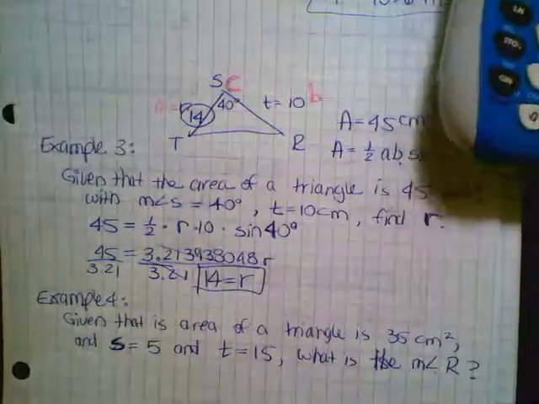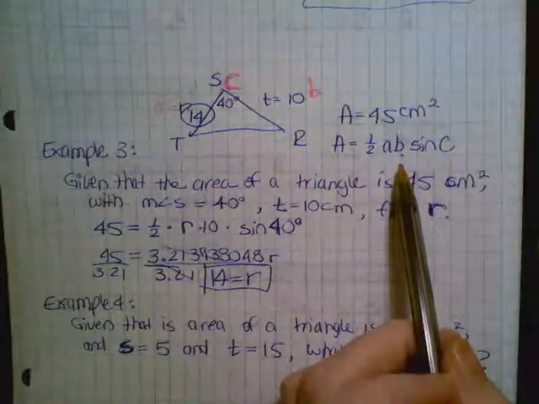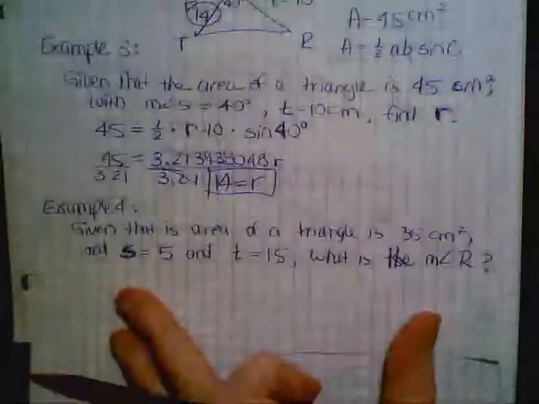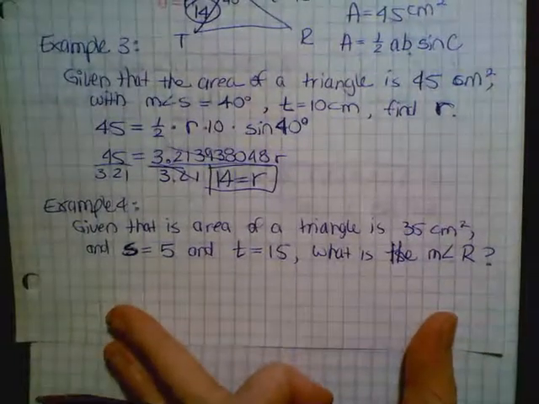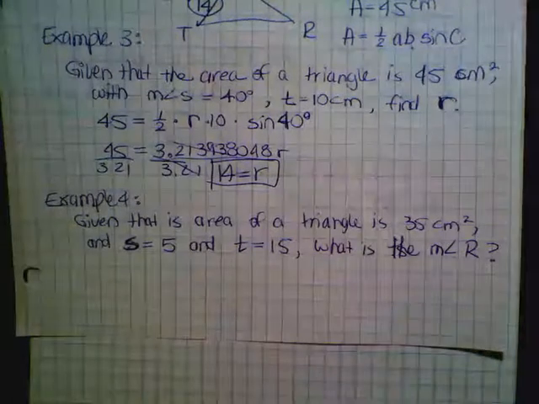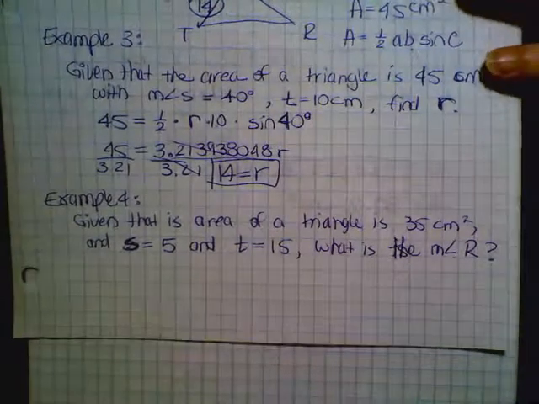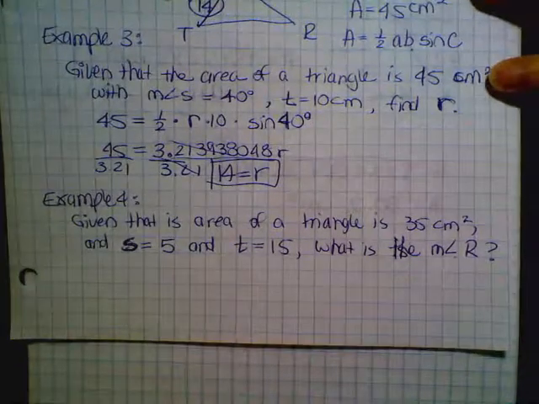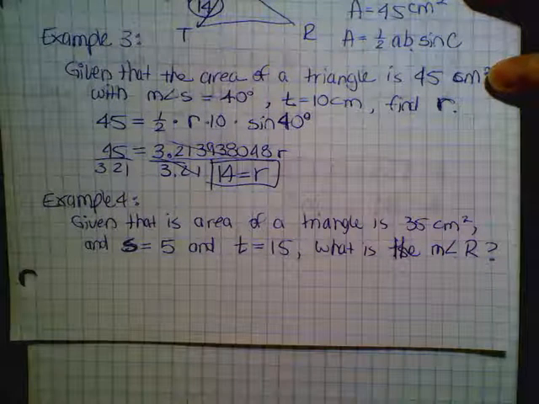So you can work backwards using this formula. The Heron's formula, not so much. So here's another one. Given the area of a triangle is 35 centimeters squared, and S is 5, T is 15, what is the measure of angle R?